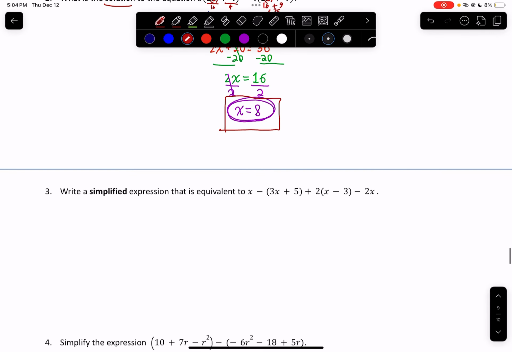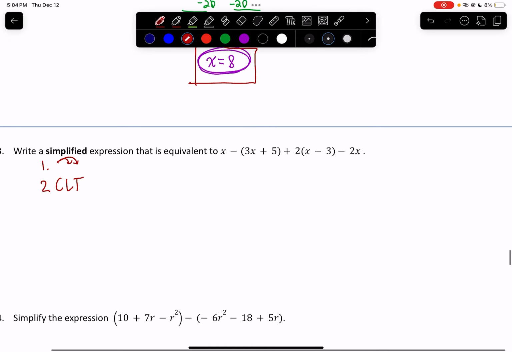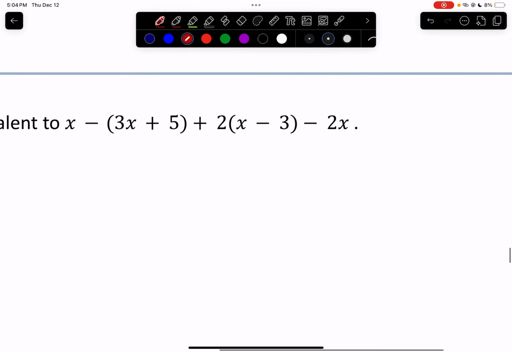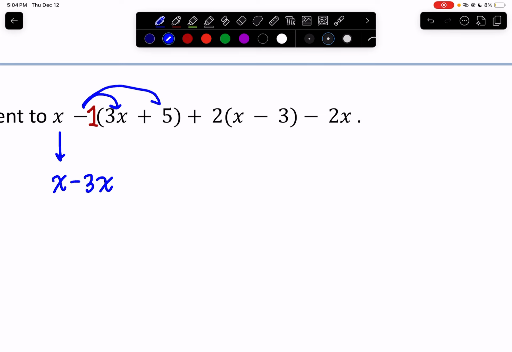Okay, number 3. Write a simplified expression that is equivalent to all of this. I just distribute and then combine like terms. All right, I see parentheses. That's where I'm going to look first. I'm distributing right there. Right here, I'm distributing a negative 1. So my x just comes along for the ride. Then I've got negative 3x and negative 5.